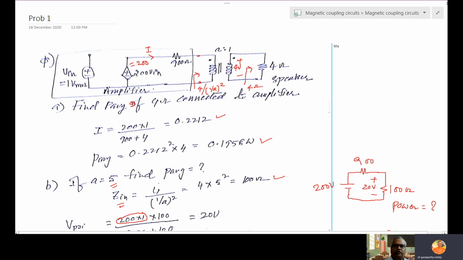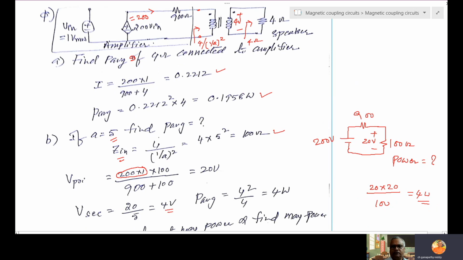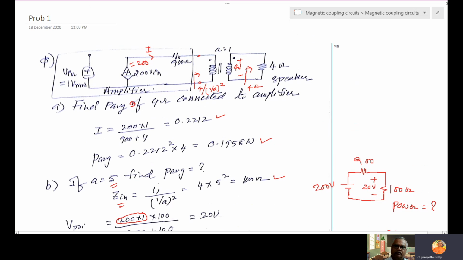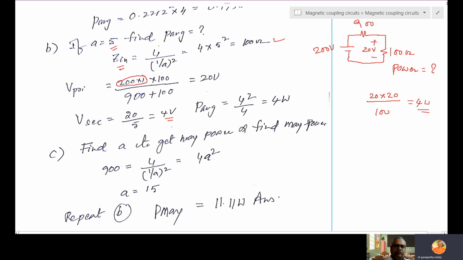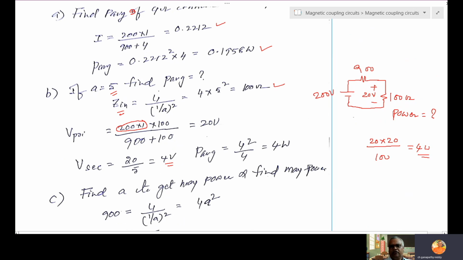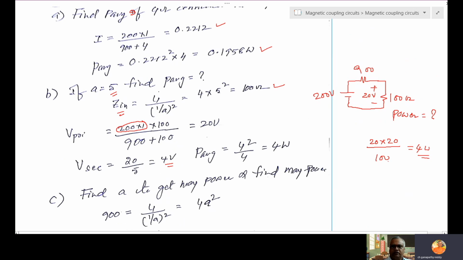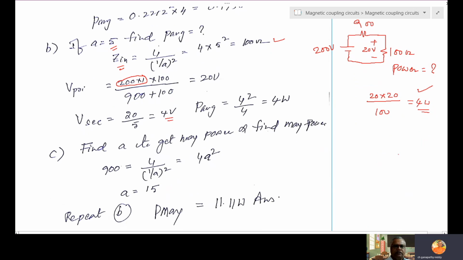Here, this 4 ohm is only reflected as 100 ohms. So finding power in 100 ohms is equivalent to finding power in 4 ohm. Either way you can do it. Finding the voltage again in the secondary, that much lengthy work is not necessary. Even directly you can do it. So this is also a best idea.